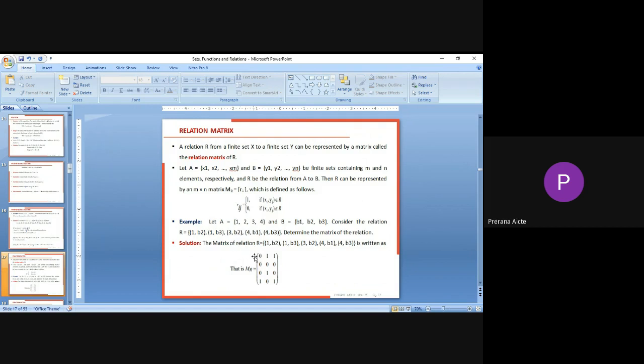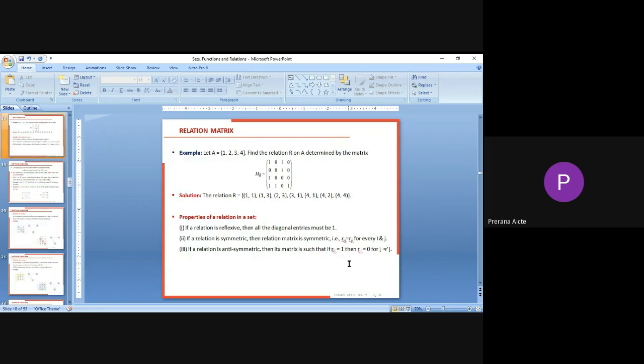Next, with 2, no ordered pair is starting here, so the second row becomes 0. Next, with (3, b2) it will be 1, and (3, b1) and (3, b3) are both 0. So like that I can build that particular relation matrix.